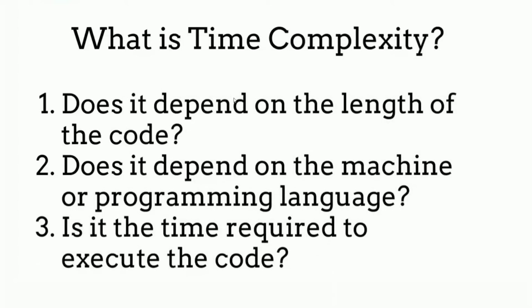So coming back to the evaluation, what is time complexity? First of all, does it depend on the length of the code? No, I've already illustrated it. It does not depend on the length of the code. Second, does it depend on the programming language? Python took more time to execute the code since it's an interpreted language, while Java is both interpreted and compiled, so it executes the code way faster and more efficiently than Python. So does it depend on the programming language? Yes, the execution time of the code depends on it, but the time complexity does not depend on the programming language.